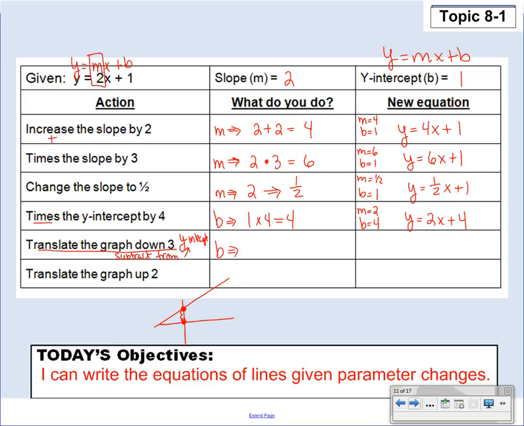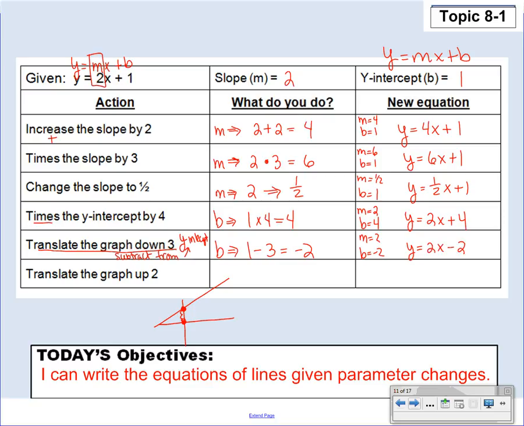Our y-intercept was initially 1. We are now going to subtract 3, and we get a new y-intercept of negative 2. So our slope is 2. That's the original slope. Our y-intercept is a negative 2. So our new equation, y equals 2x minus 2.